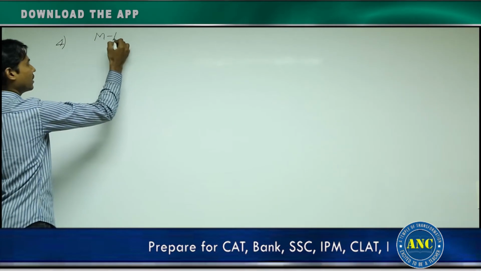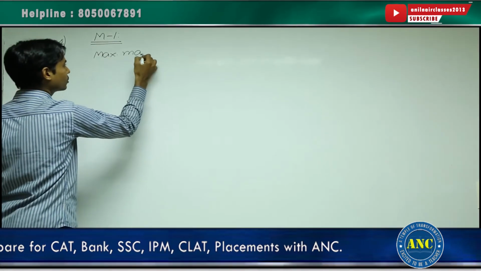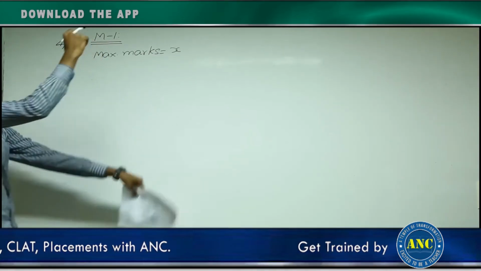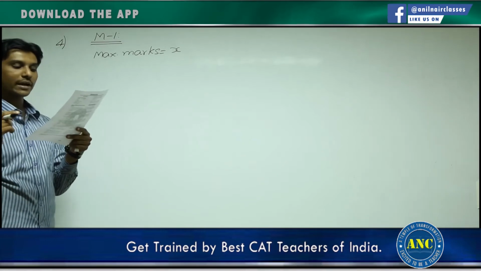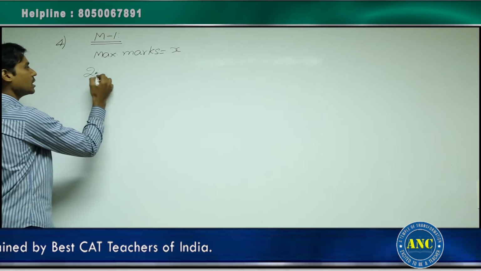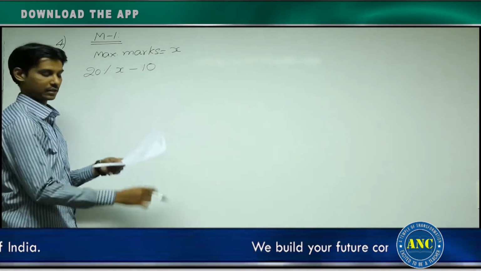If I use method 1, I will assume the maximum marks as x, all the students solve. Let us use this approach first and see whether this approach or the other approach is better. I will assume the maximum marks as x. A candidate who gets 20% marks fails by 10 marks. He got 20% of this x and he failed by 10 marks.